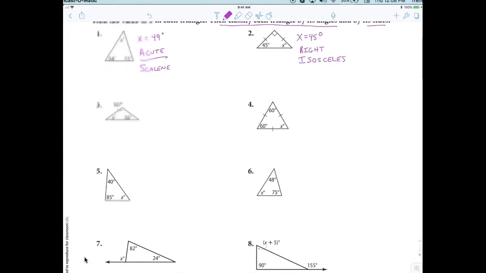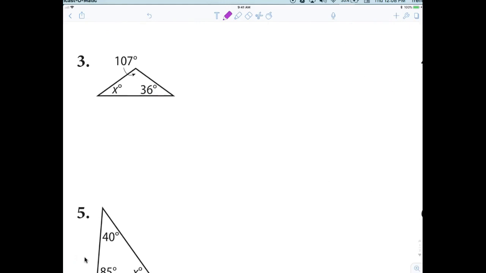Okay, so now I'm looking at question number 3. All right, everybody figure out what the angle measure is. 37.